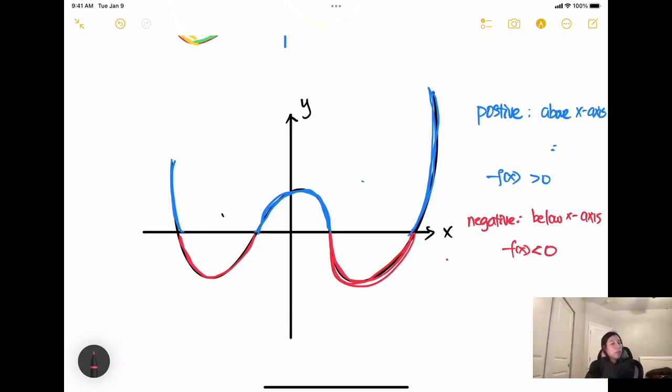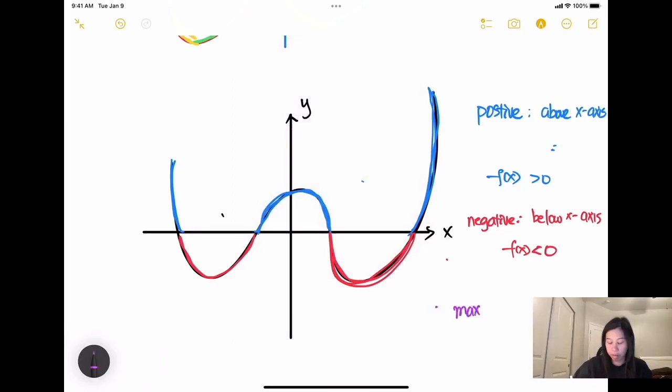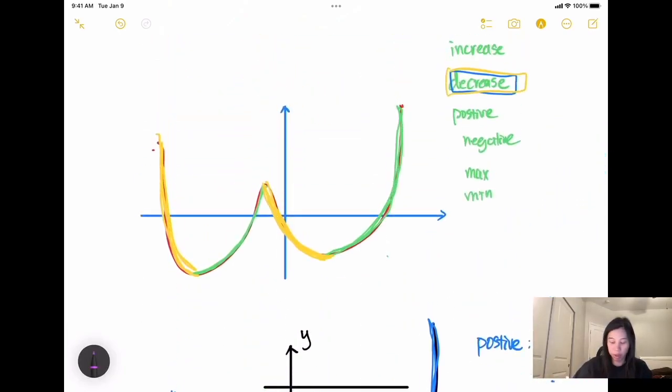Okay, maximum and minimum. Let me use a purple one and use the graph on the top. They're the same graph. Maximum is when the function, where is it? When you look at the graph, you will say here, right? So what's special about here? The graph changes from increasing to decreasing. Then we call it a maximum.